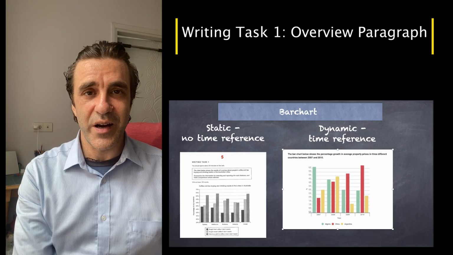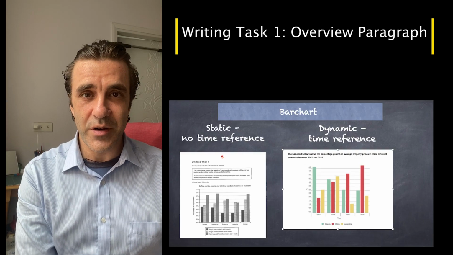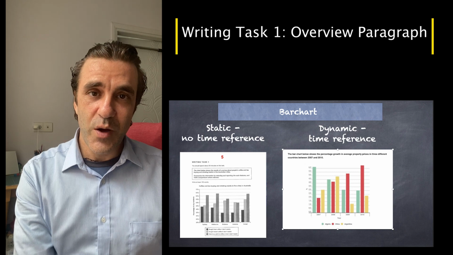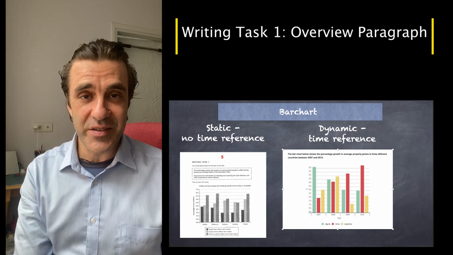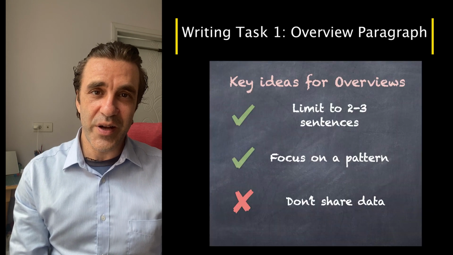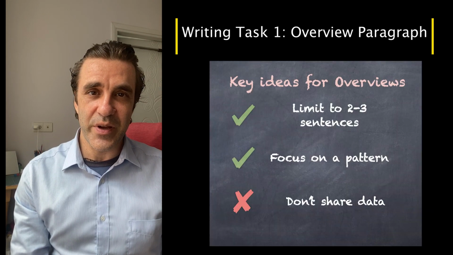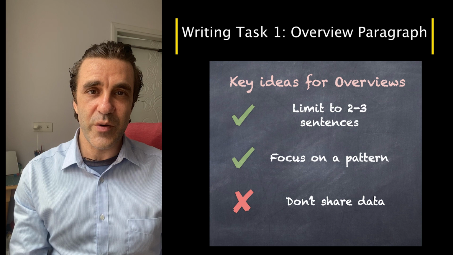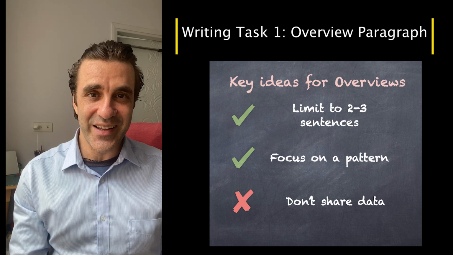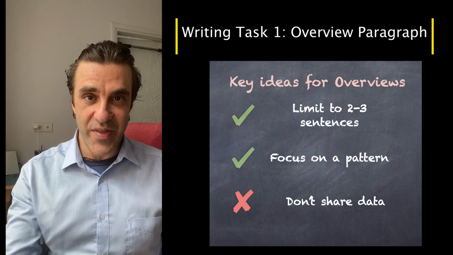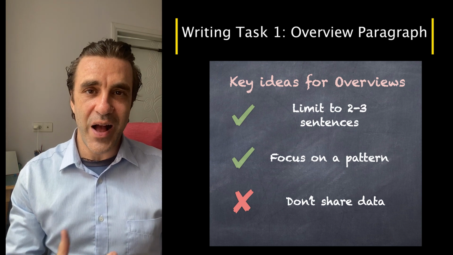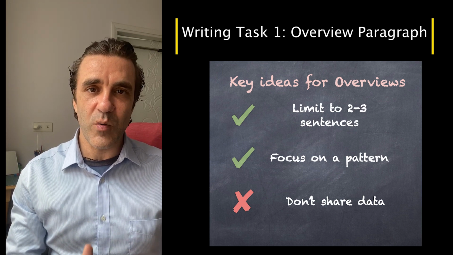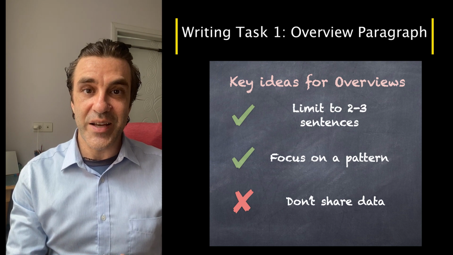It's important to understand when you look at a bar chart, is it a static bar chart where there's no time reference, or it's a dynamic bar chart that does have a time reference? We want to make sure that our overview has 2 sentences, maybe 3. We also want to make sure that we do not have any data in our overview. We're going to save that for the body. And we want to make sure that we're identifying a pattern, not just highlighting one major data point.